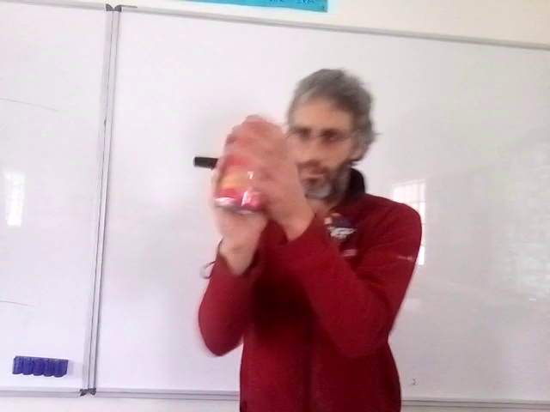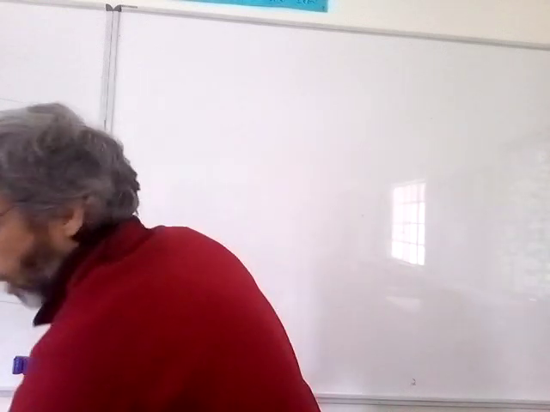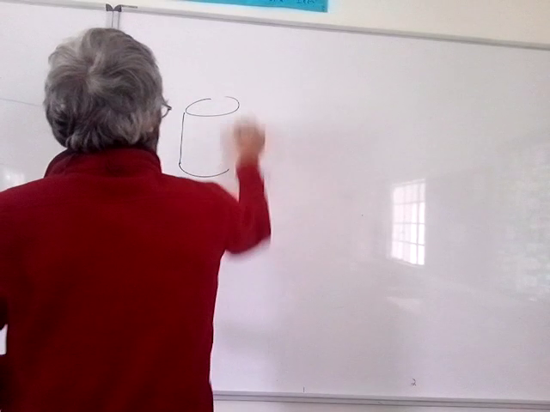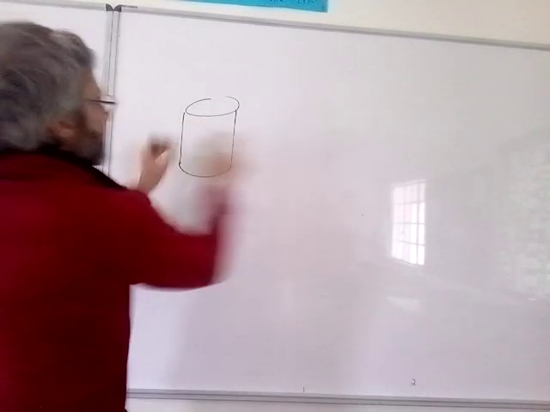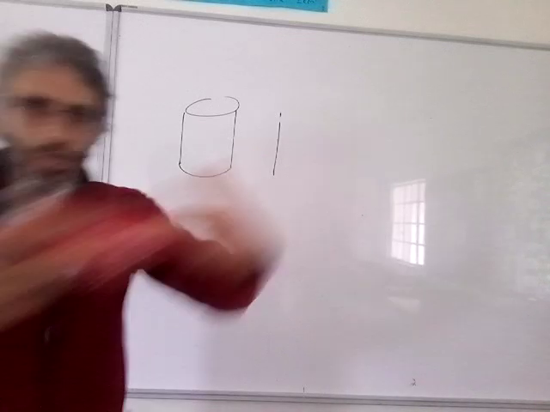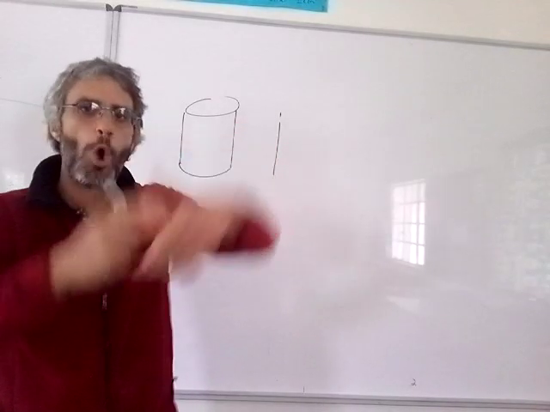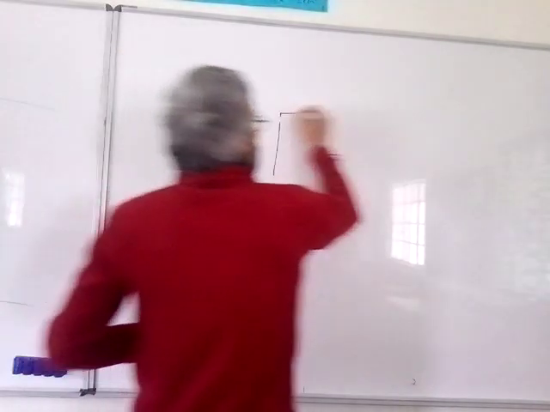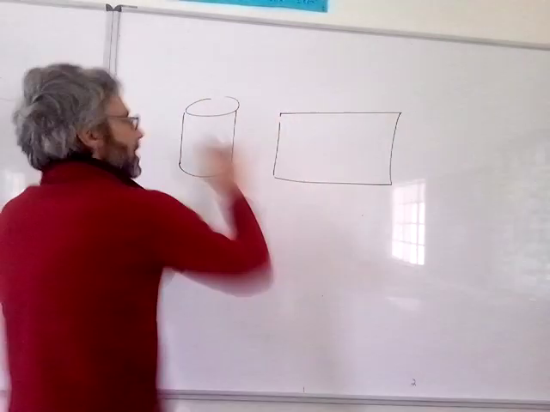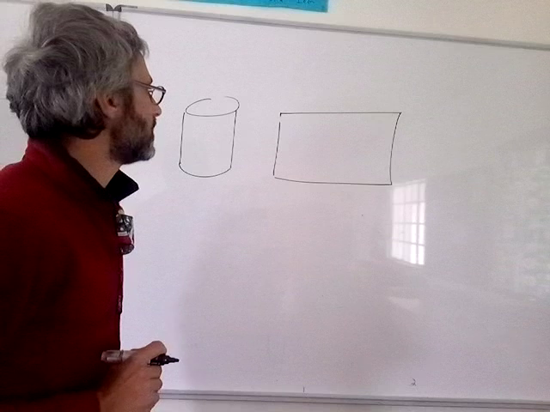If my aim is to find the surface area of the surrounding part, what I can do is take the cylinder and open it. If I cut around here and then open it, what will I get? I will get a rectangle, isn't it? If I close it again, I will get the cylinder.